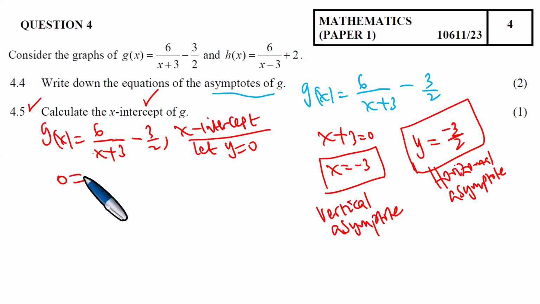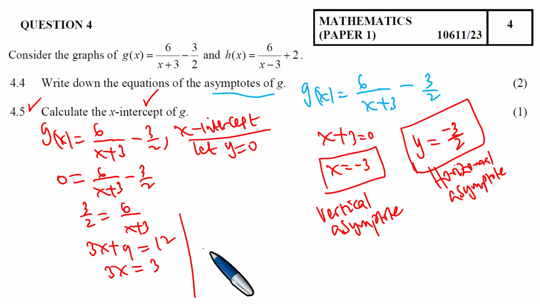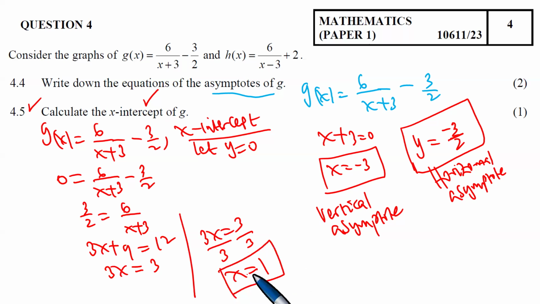When y equals 0, wherever there is g, you put 0. So 0 equals 6 over x plus 3, minus 3 over 2. So 3 over 2 equals 6 over x plus 3. You cross multiply so that you have 3 by x, which is 3x plus 9, which equals 2 by 6. 2 by 6 is 12. And this is 3x equal to 12 minus 9. 12 minus 9 is 3. So that we have 3x equals 3. We divide by 3, so that x is equal to 1.